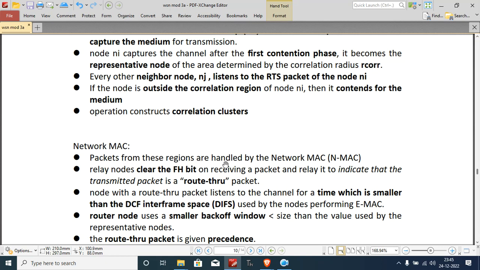Packets from these regions are handled by network MAC. Relay nodes clear the FH bit. So relay nodes are the nodes which are between the actual sensing node and the sink. That which connects all the way to the sink are called relay nodes. So these relay nodes clear the FH bit.